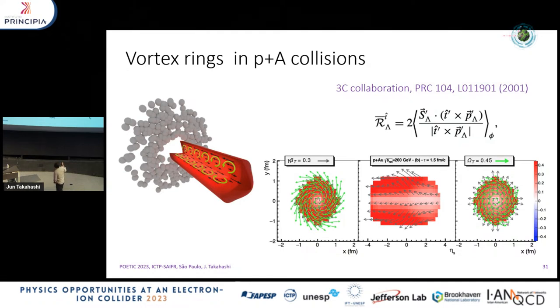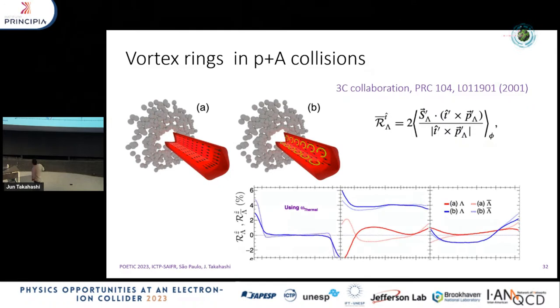Except that the jet direction here is the direction of the proton beam, right? And then, if you look at the vorticity plots here, you can see nicely that there are large vorticities. It depends on how much vorticity you create here. It will generate a final observable here.